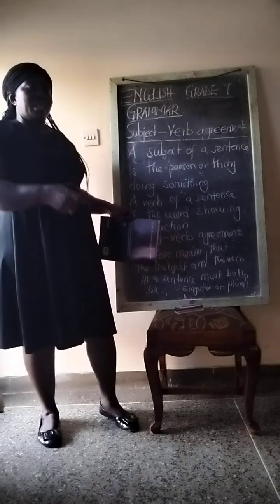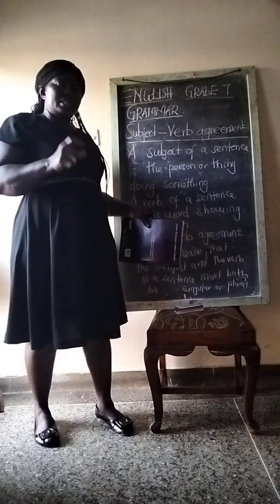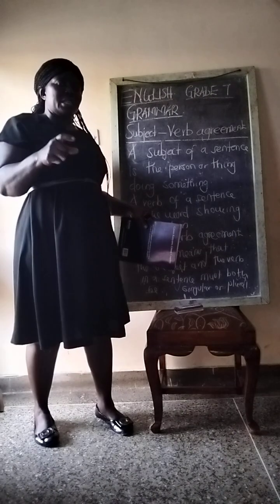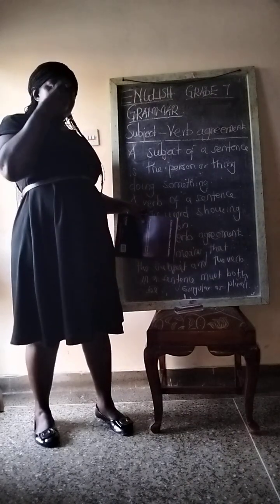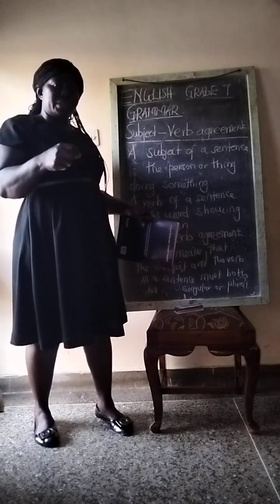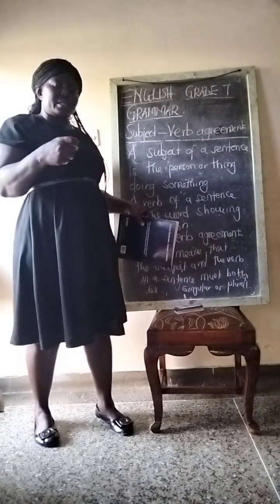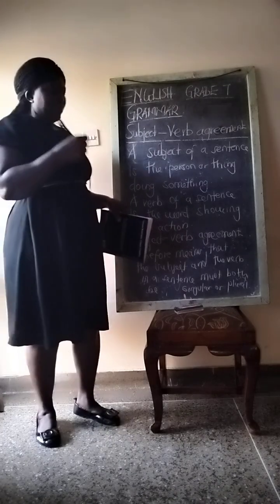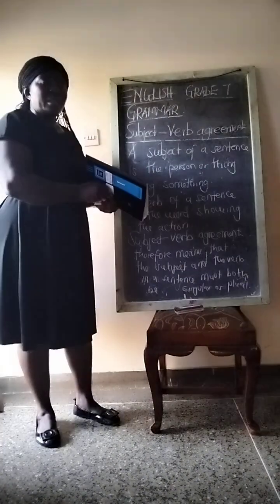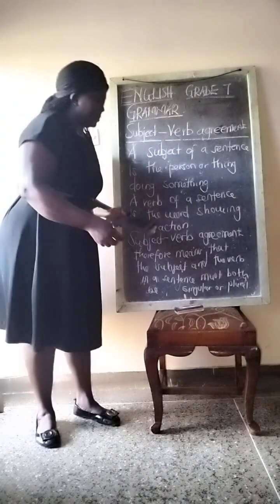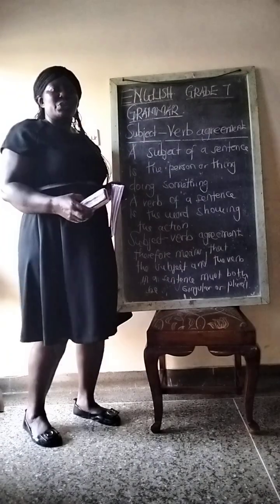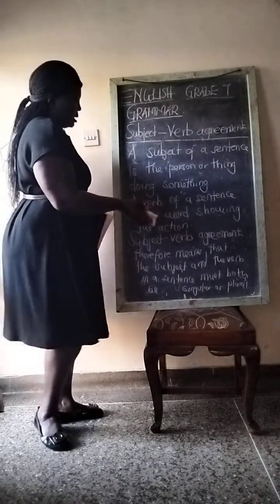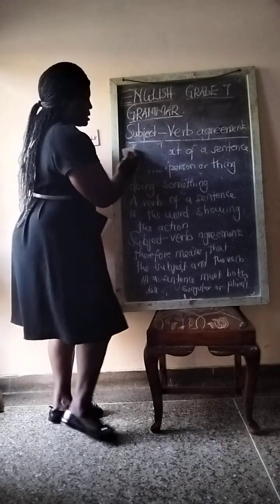It means that if the subject in a sentence is singular, then the verb must also be singular. If the subject is plural, the verb next to it must also be plural. Now, take for instance the simple present tense, the tense that shows common daily activities. The simple present tense.